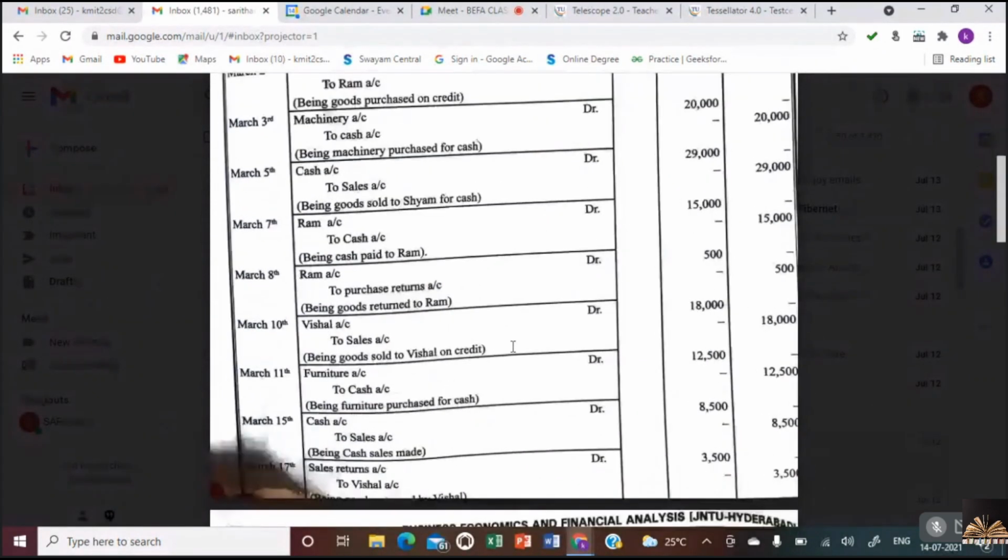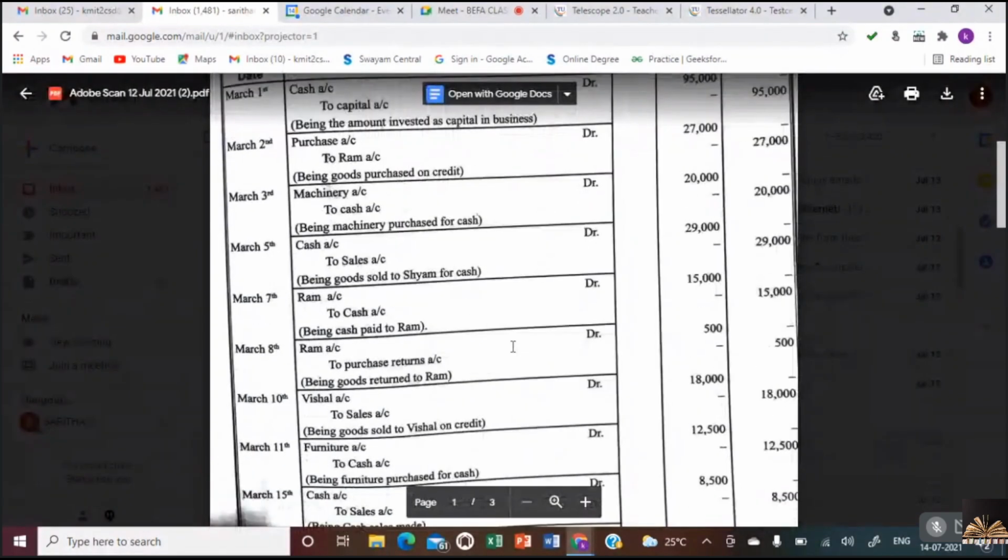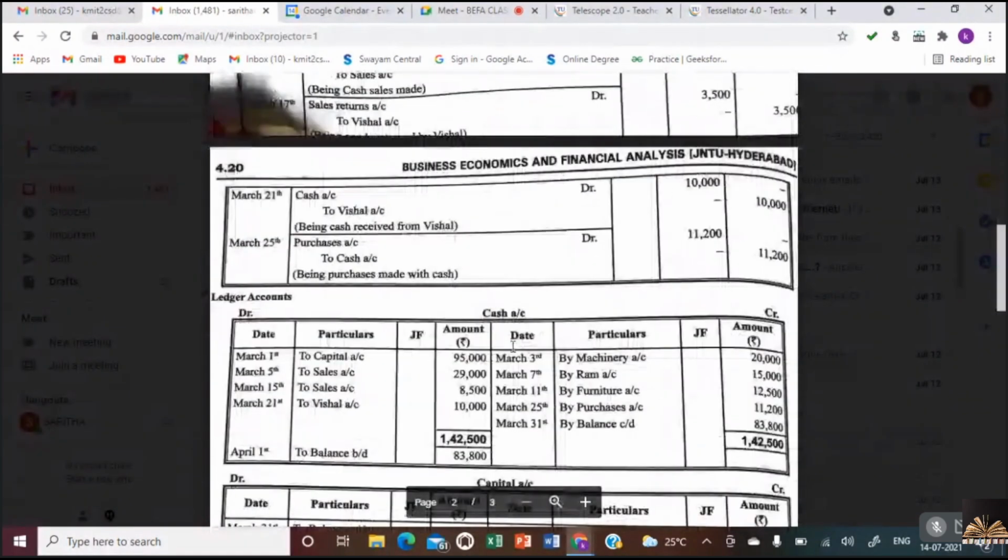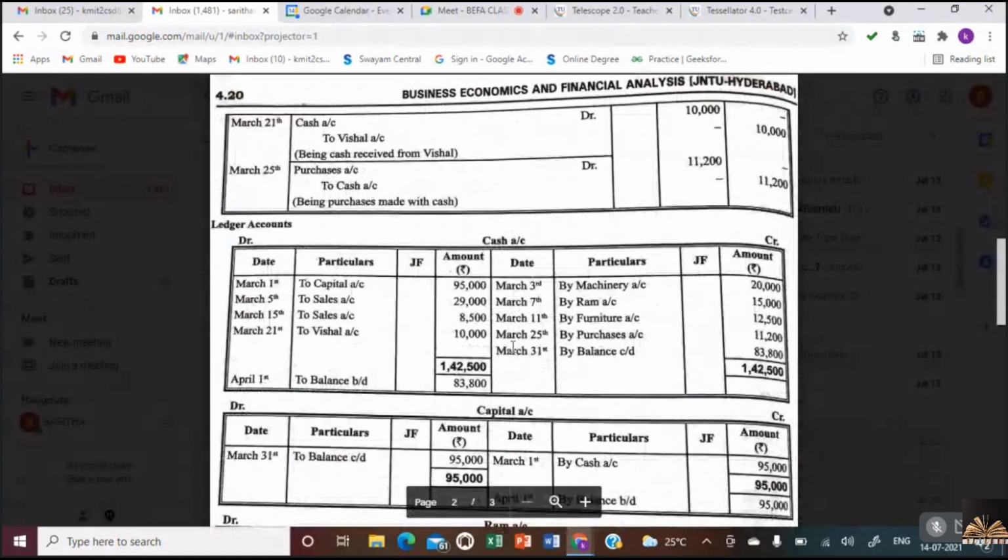So the first one is, let us say, the cash. Cash is compulsory, so this would be a big account. Cash account is the first one. Once you pass all the journal entries, always open the cash account first. Why? Because cash account is compulsory for all companies. So what we do is divide the page into half: left hand side 3 columns, right hand side 3 columns.